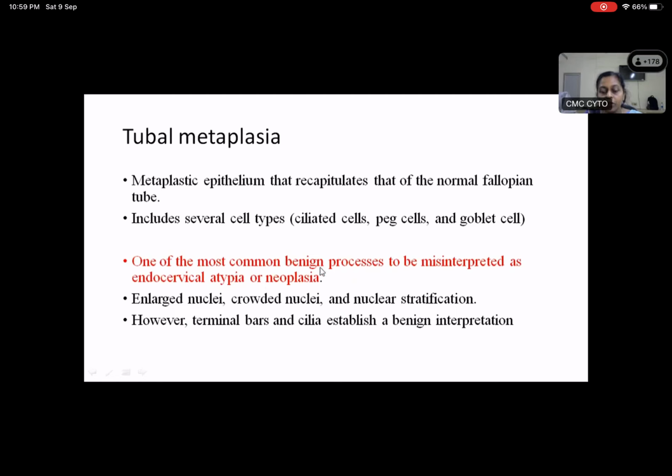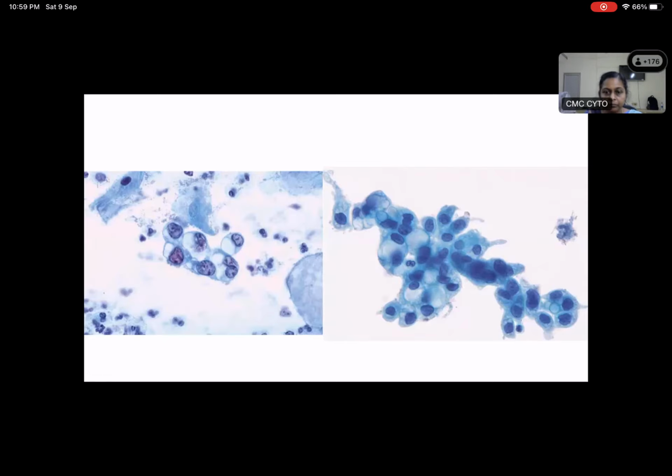And this is one of the most common benign processes in the glandular component to be misinterpreted as endocervical atypia or as neoplasia. Like we saw in the previous one, enlarged nuclei, crowded nuclei, nuclear stratification, etc. can be seen, but the terminal bars and cilia will establish the benign interpretation. So that was tubal metaplasia.